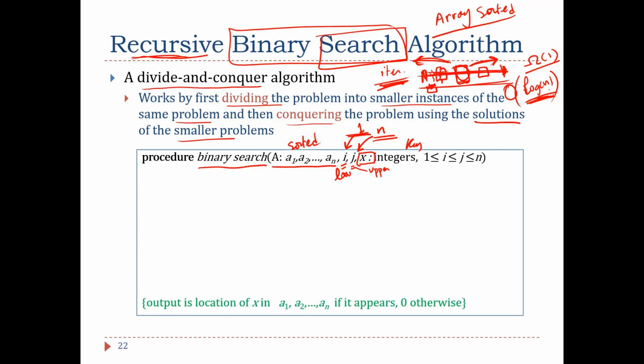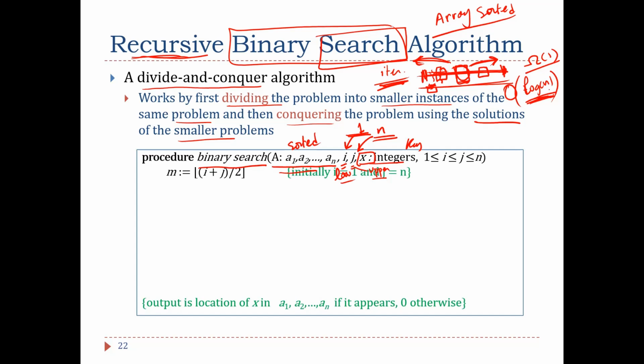Good, so these are the 4 parameters: the array, the start index, the end index at which we are looking, and then the variable that we are looking for. And typically I like to have it as the first parameter, but this is a detail. So how do we proceed?